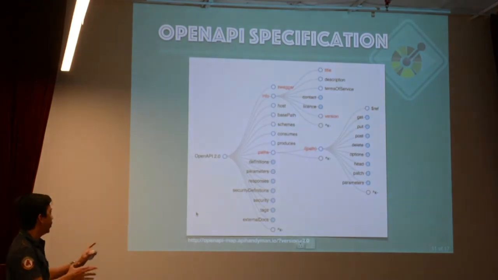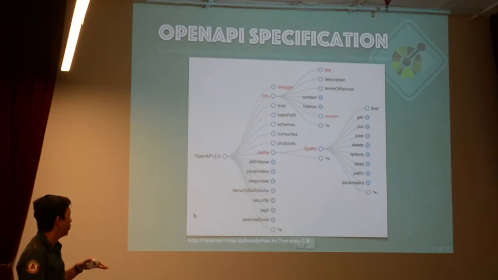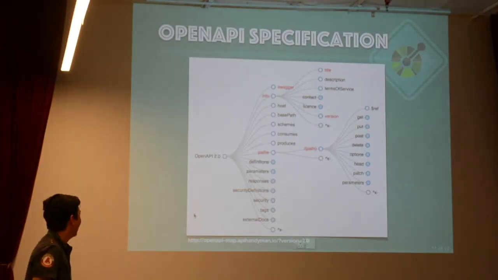This is a bird's eye view of all the objects or the keywords of the OpenAPI specification. And there's a link below where we can have a look at this cool interface which allows us to browse through all the nodes, all the objects, and see what inner attributes we can define. But we'll do that later.